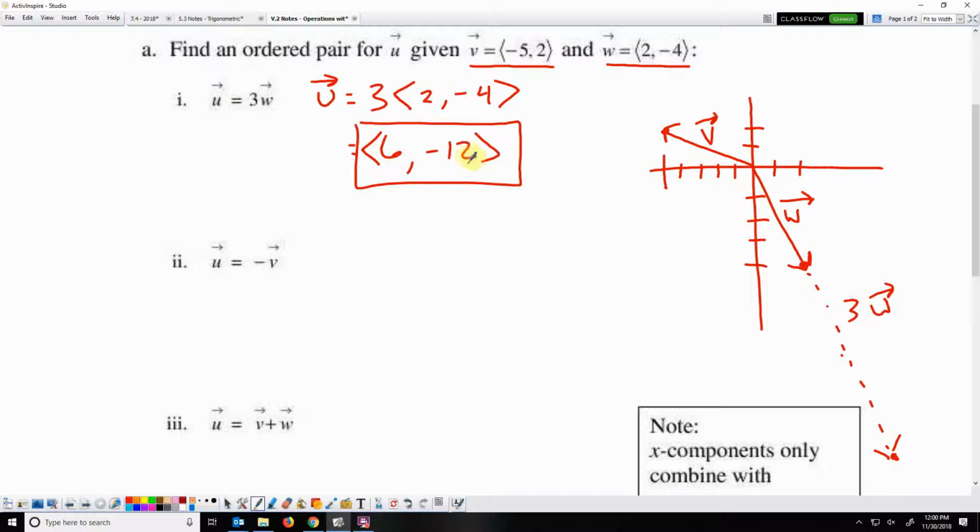When you write a vector in component form, you've got an x component and a y component, your horizontal and vertical components. So that tells you that from its tail, it goes right 6 and down 12.